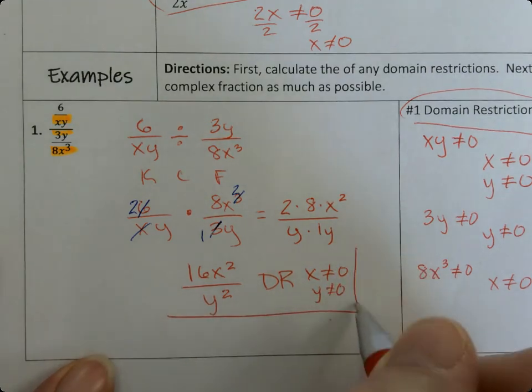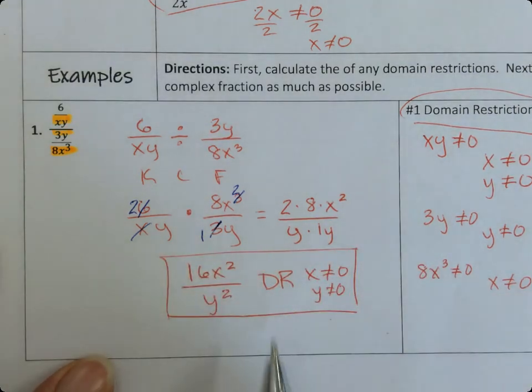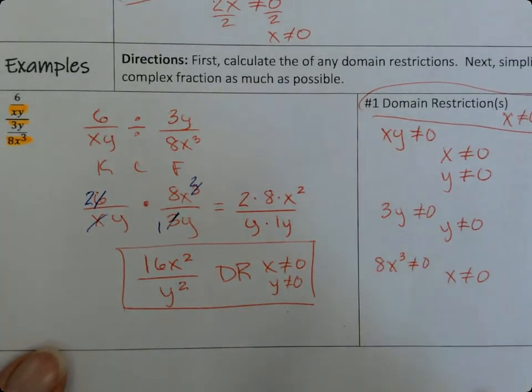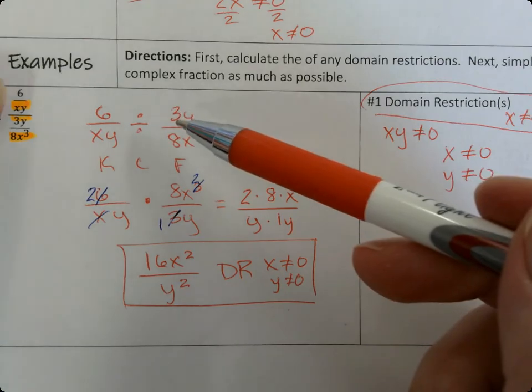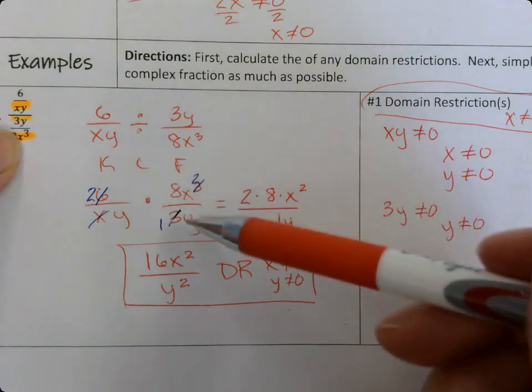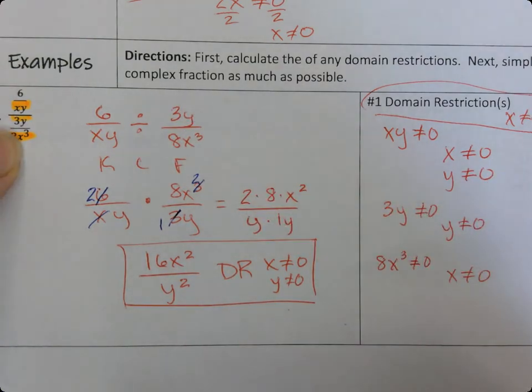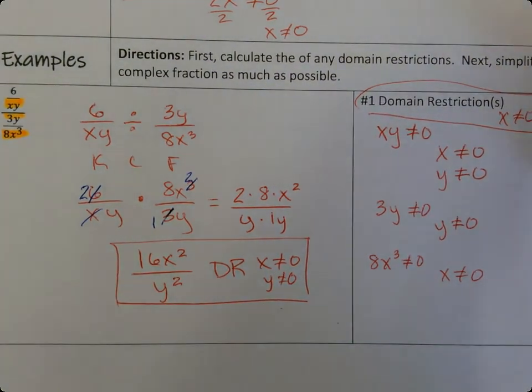So I should have the work to show what I did, and then I should have my final answer with the domain restriction. You could have skipped this step and gone straight to keep, change the sign, and then flip the fraction. All right? All right, flip it over.